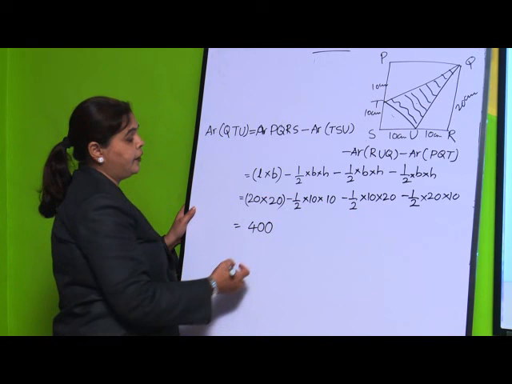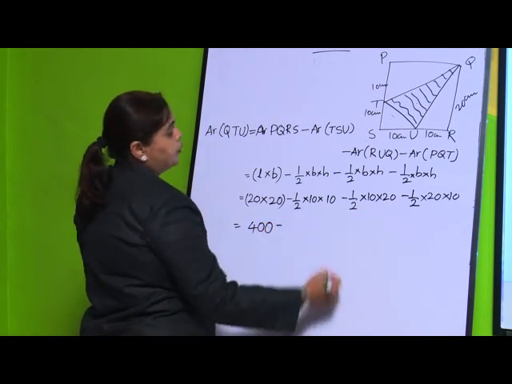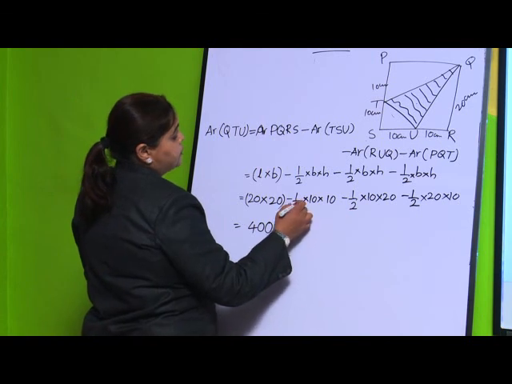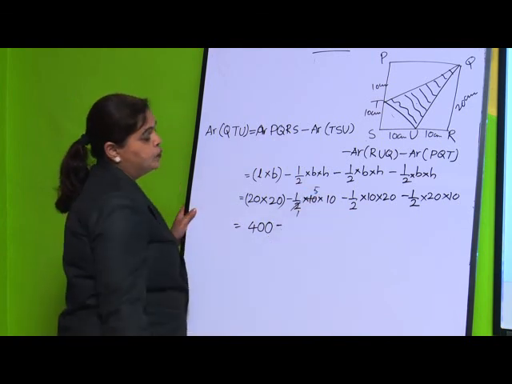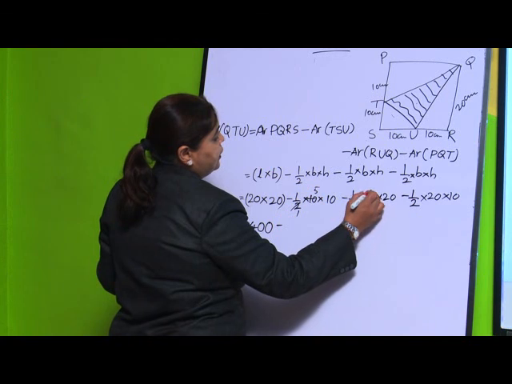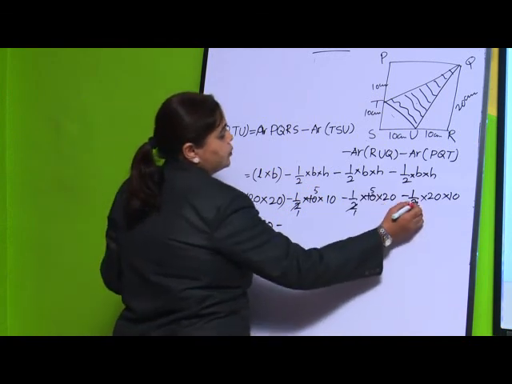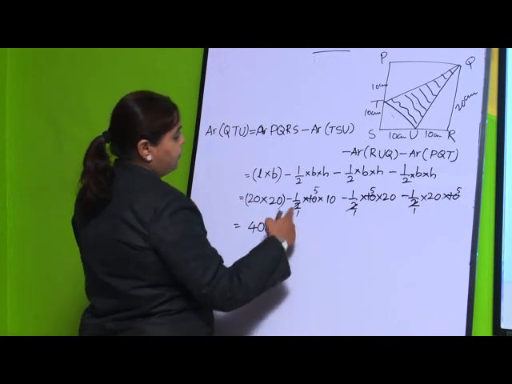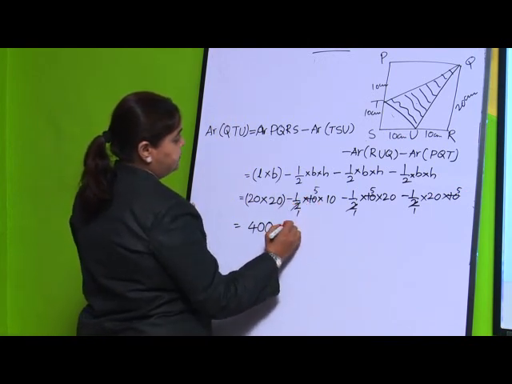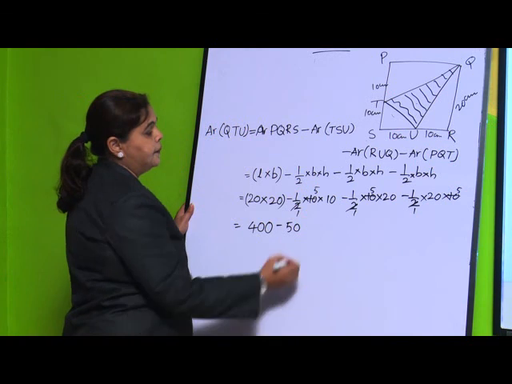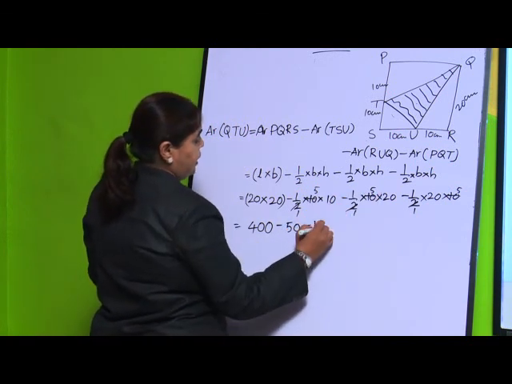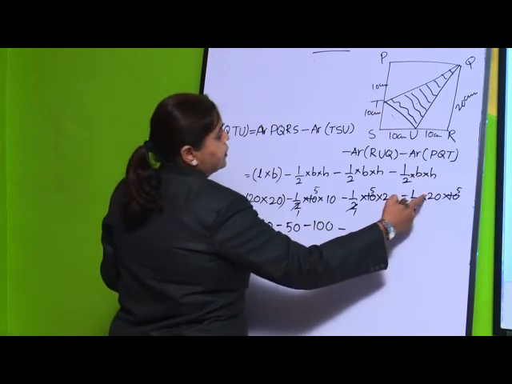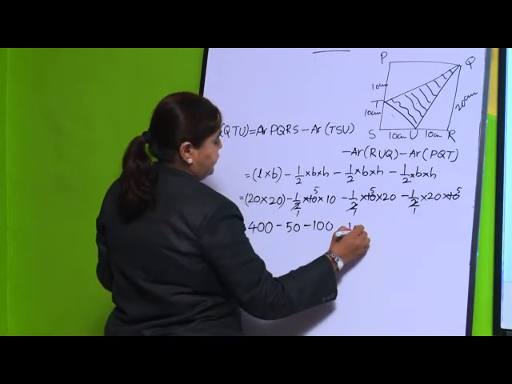So, in this way we have found base into height. So, this is 400, 20 multiplied by 20 is 400, minus. If it is possible to reduce, we have to reduce it. So, here it is possible. So, we write here 5, 2 5s are 10, here also it is possible, 2 5s are 10, here also it is possible, 2 1s are 2 and 2 5s are 10. So, now we will do the multiplication. 10 5s are 50, minus this is 100, 5 2s are 10 and 1 zero, that is 100, minus again 5 2s are 10, it is 100.